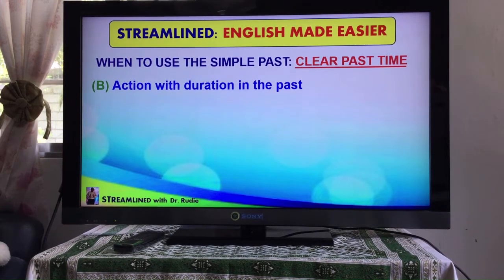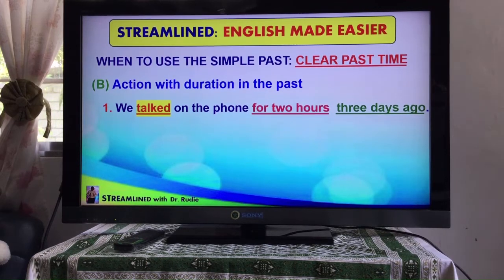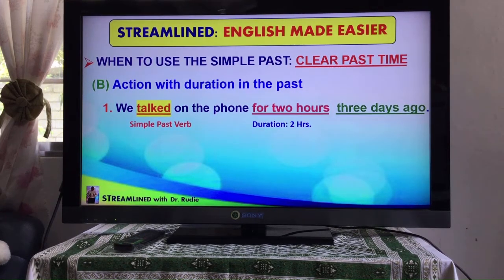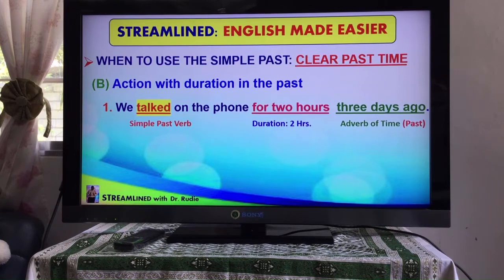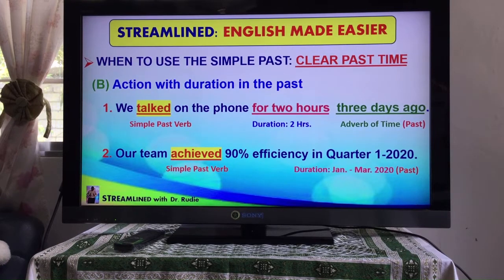The simple past is also used for action with duration in the past. Here are a few examples. We talked on the phone for 2 hours 3 days ago. The past simple verb is talked. The duration of time is for 2 hours, and the exact adverb of time in the past is 3 days ago. Here's the second example. Our team achieved 90% efficiency in Q1 of 2020. Our simple past verb is achieved. Duration is the first quarter, from January to March of 2020.